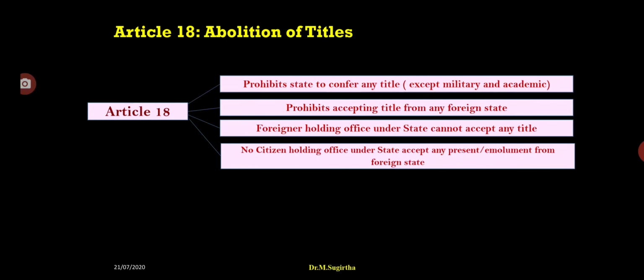Then no citizen or foreigner holding any office of profit or trust under the state is to accept any present or emolument without the consent of the president. So it is clear that the hereditary titles of nobility like Maharaja, Raj Bahadur, Rai Bahadur, Rai Sahib, Diwan Bahadur, etc., which were conferred by colonial states, are banned by Article 18 as these are against the principle of equal status of all.